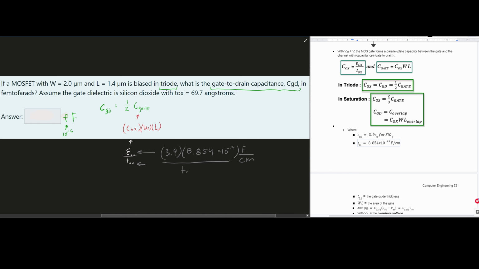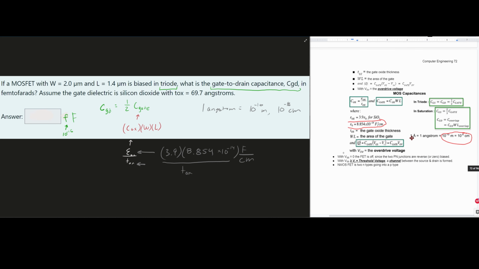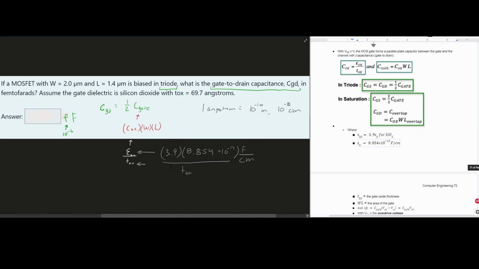We're going to have our TOX in angstroms. 1 angstrom is equal to 10 to the negative 10 meters and 10 to the negative 8 centimeters. And this can also be found in the notes right here. But we want this in centimeters so we can have everything kind of the same. So we're going to multiply this by 10 to the negative 8 centimeters. Now we're going to plug in our values. We're going to use the values that were given here. If you have different values, it's going to be very similar, just with different values.